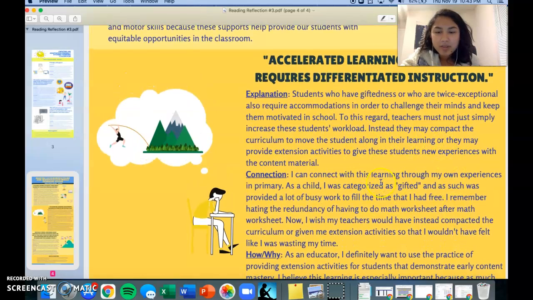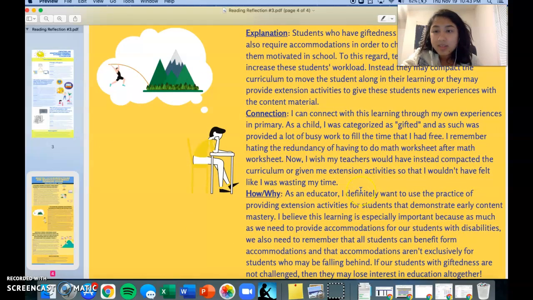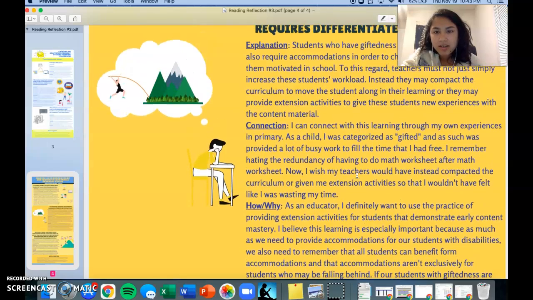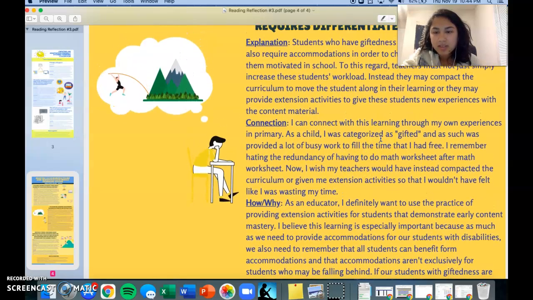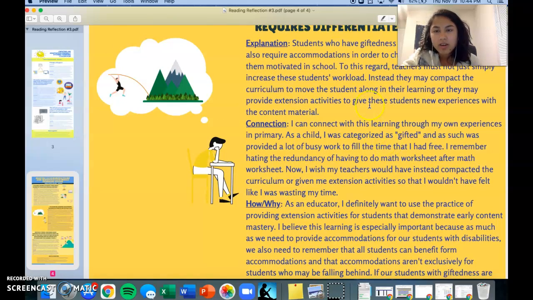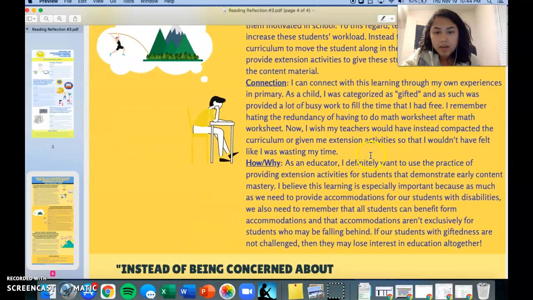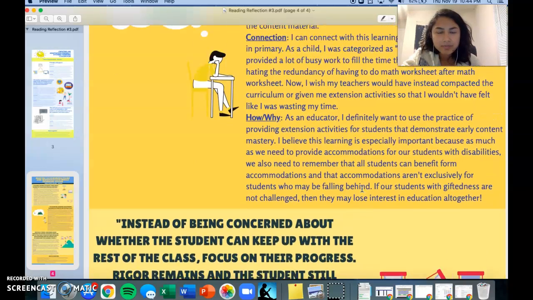But I love this learning because it demonstrated that these students need accommodations too, and that accommodations aren't just for our students with disabilities. Our accommodations can be for all students, and our students with giftedness shouldn't just be given busy work. There are ways that we as educators can provide them with supplemental activities. We can compact the curriculum so they can move on if they already show content mastery. Again, really hitting that accommodations are for all students of all academic levels.